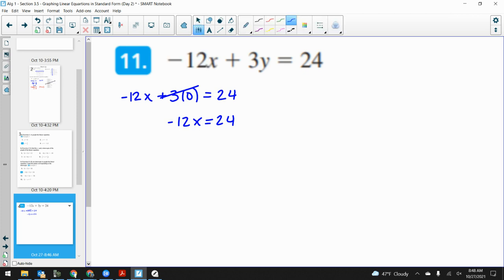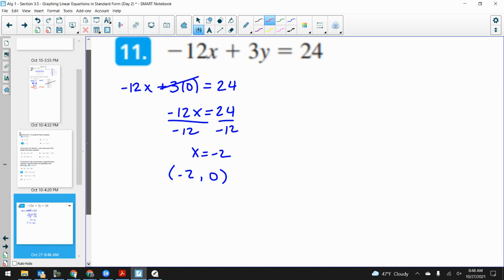So let's keep going with this one. We divide by negative 12 on both sides, so x is negative 2. Again, the coordinate being negative 2 comma 0. That's the coordinate. Okay, now, if I want to find my y-intercept, Nathan, where does the 0 go now?